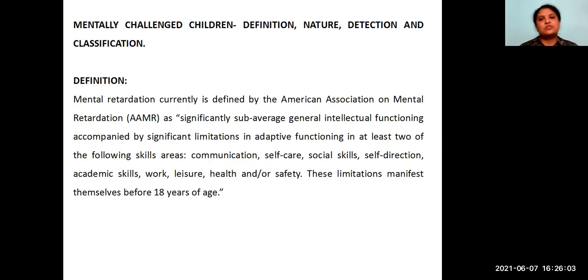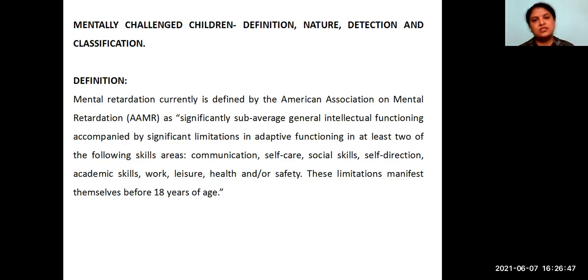Now, all this while we spoke about gifted children, now we will talk about the mentally challenged children, that is the mentally retarded children. The American Association on Mental Retardation defines mental retardation as significantly sub-average general intellectual functioning accompanied by significant limitations in adaptive functioning in at least two of the following skill areas: communication, self-care, social skills, self-direction, academic skills, work, leisure, health, or safety. These limitations manifest themselves before 18 years of age.